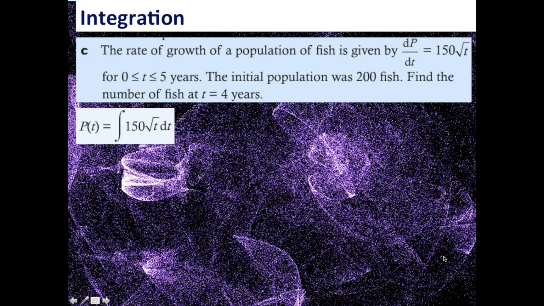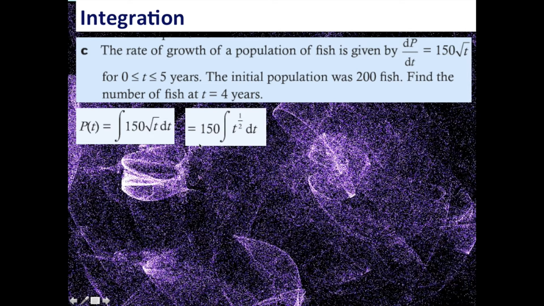Question C, the rate of growth of a population of fish is given by this formula here. In this domain, the initial population was 200 fish. Find the number of fish at time equals 4 years. So we know that this is the rate of change of the population. So we want to integrate this with respect to t to find the population, which is what we're trying to do here. Find the population at t equals 4.